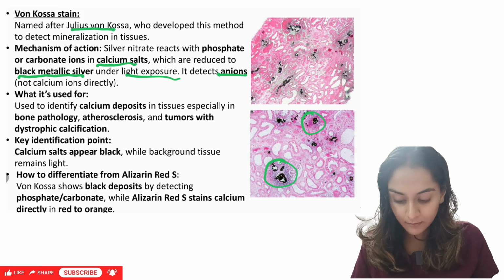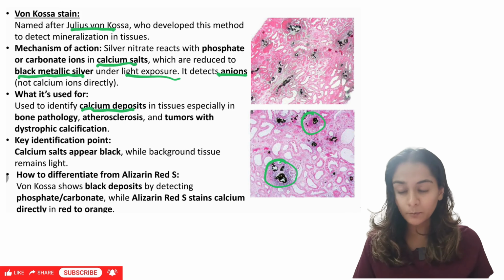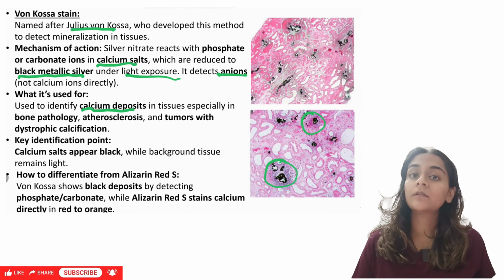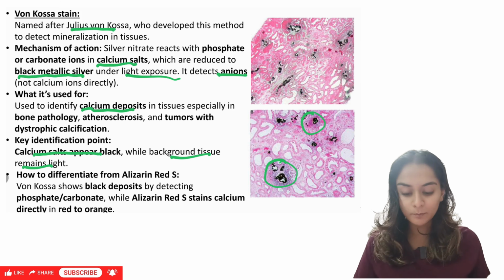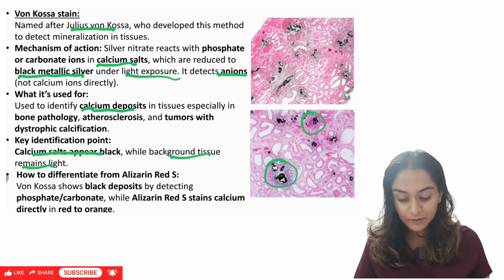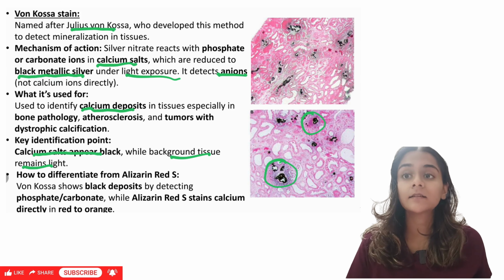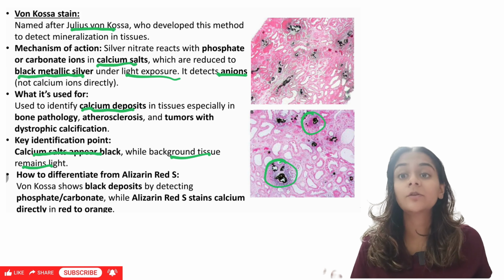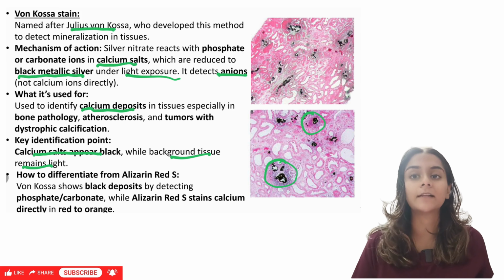It detects anions, not the calcium ions. What is it used for? To identify calcium deposits in bone pathology, dystrophic calcifications, atherosclerosis and in some tumors. The key identification point is that calcium salts appear black while the background tissue remains light in color. Now, how do we differentiate it from alizarin red S? That is also used to detect calcium deposits in your tissue. So your alizarin red stain will have a directly red color for your calcium deposits, while your von Kossa stain will have a black color for your calcium deposits.